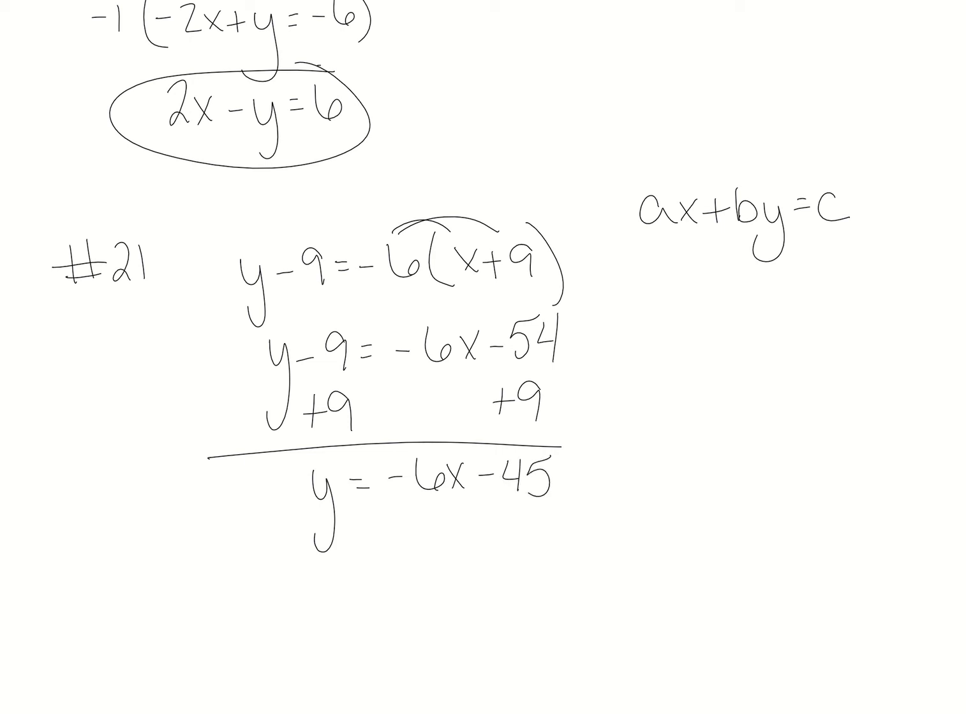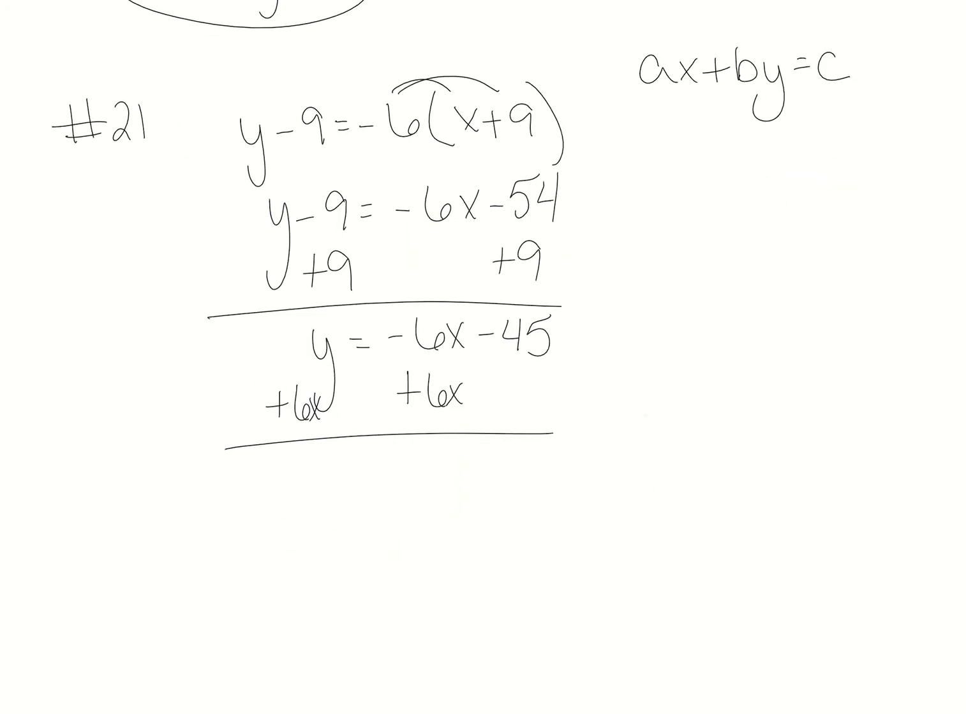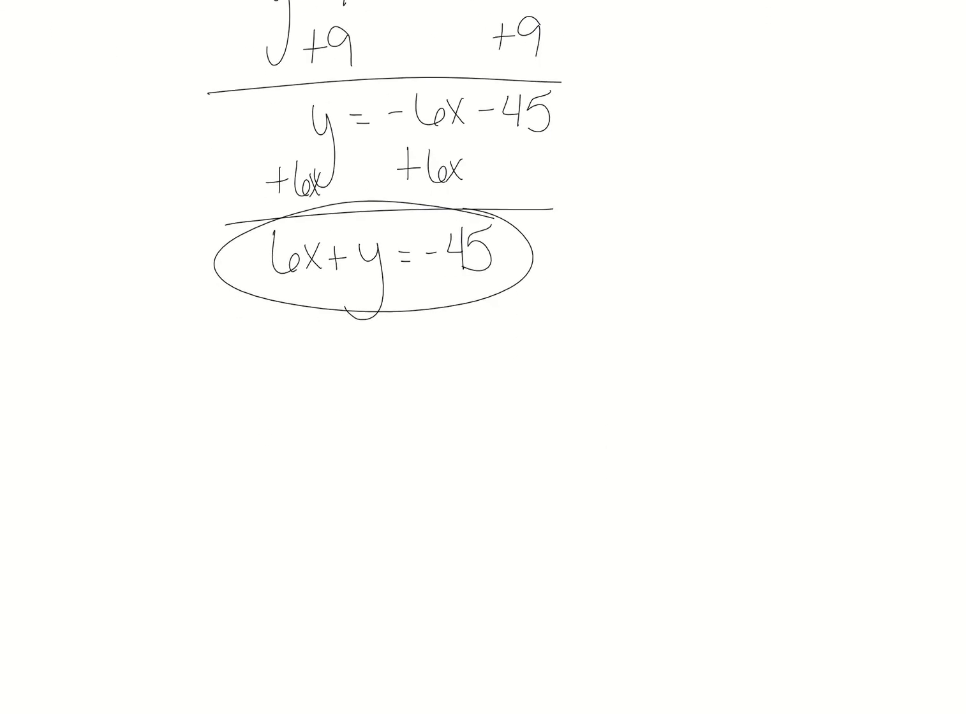Okay. Now I'm going to add my 6x. And remember, these are not like terms, so you can't just add them together. So you're at 6x plus y equals negative 45. Now, this negative is okay because it's not in the a position. All right, so this would be your solution for number 21. Okay, let's go to number 23.